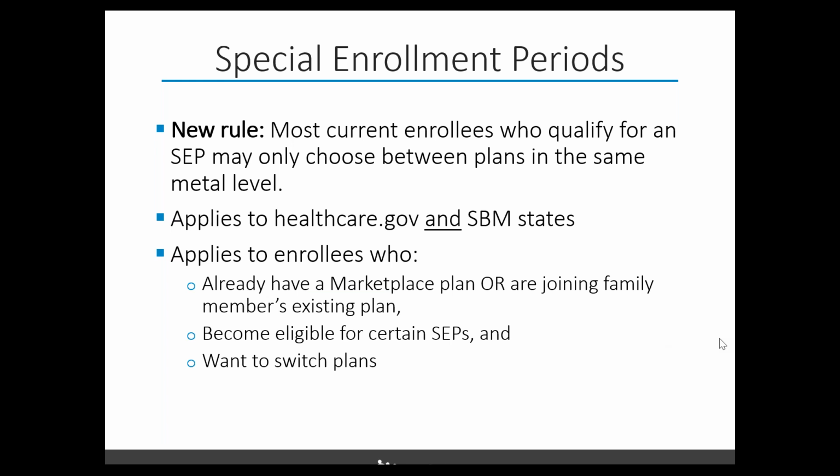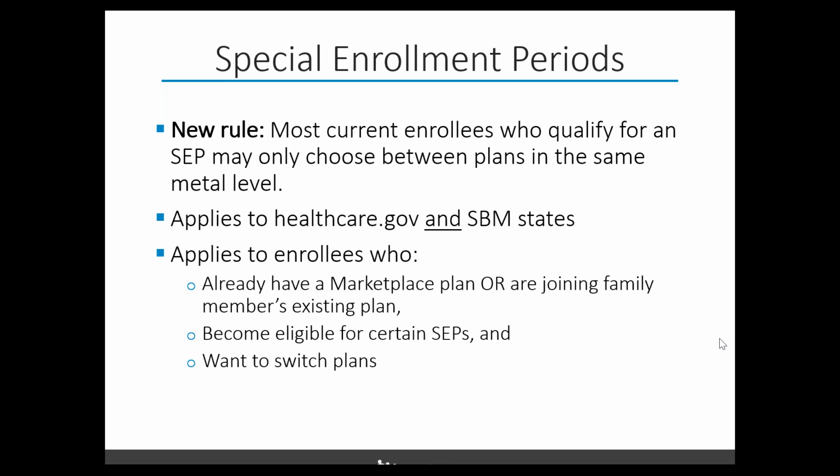Second, the enrollee must be eligible for one of a number of SEPs that the rule applies to. There are some exceptions, but the rule generally applies to the most common SEPs, such as changes in household size, a permanent move, or losing your marketplace coverage because, for example, you got divorced or you turned 26 and you aged off your parents' plan.